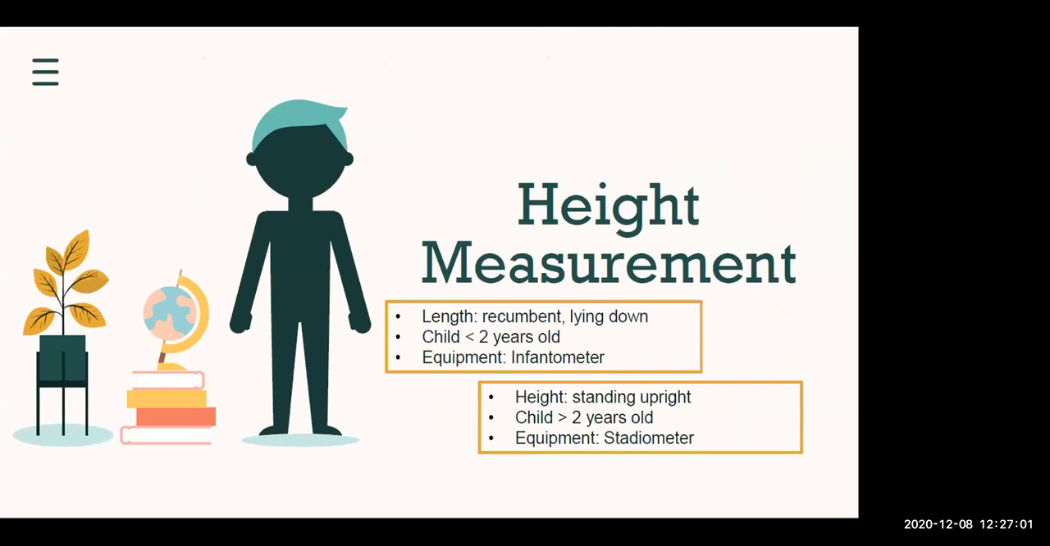So we move to the height measurement. Depending on a child's age and ability to stand, we measure it as either length or height. A child's length is measured by lying down, and this measurement is indicated for children less than 2 years old using an infantometer, while height is measured by standing upright and is indicated for children aged 2 years old and above who are able to stand, using a stadiometer. Next.